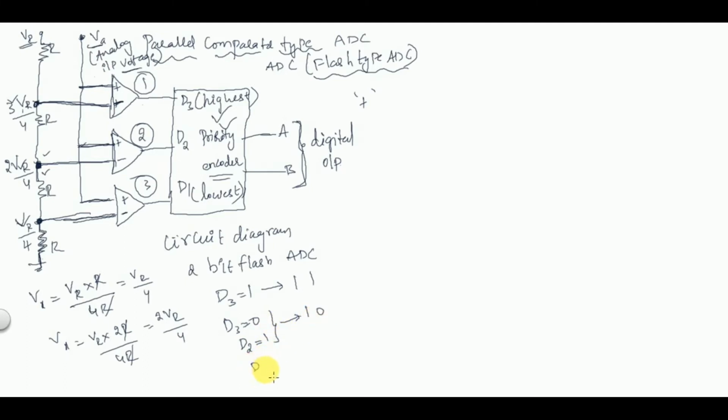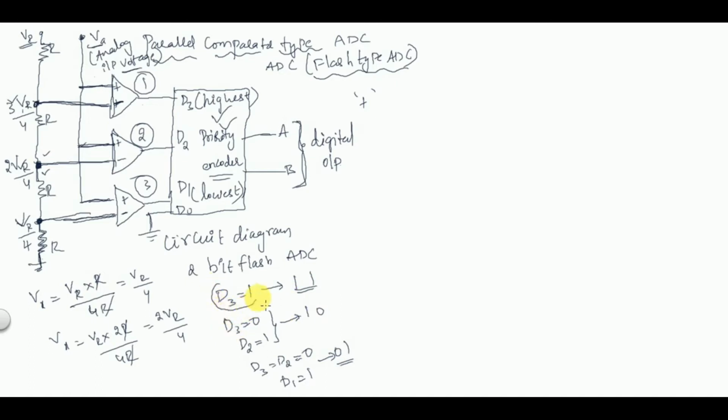When D3 and D2 both are zeros, the first highest priorities are zeros, and D1 is equal to 1, then the output will be 0 1. Here D0 will also be there. D0 is connected to ground. In the priority encoder D0 is always connected to ground, so we don't care about D0. This is the operation of the priority encoder.